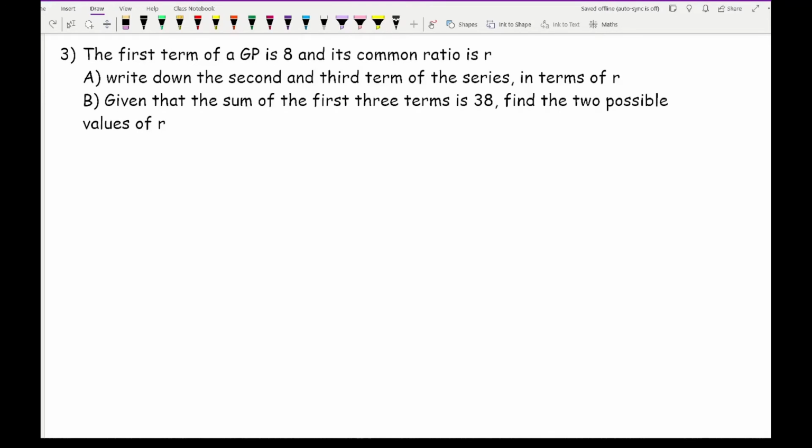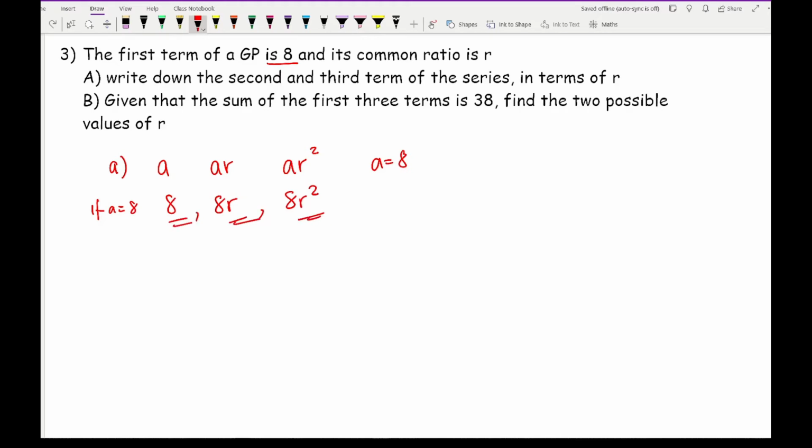So looking at example 3, it says that the first term of a GP is 8 and its common ratio is r. And the first part is asking us to write down the second and the third term of the series in terms of r. So from this, let's just write a. Recognising algebraically what the first three terms are, well, I know that a equals 8, because it tells me in part of the question. So then if a equals 8, it's going to be 8, and then 8r, and then 8r squared. And there's the first three terms.